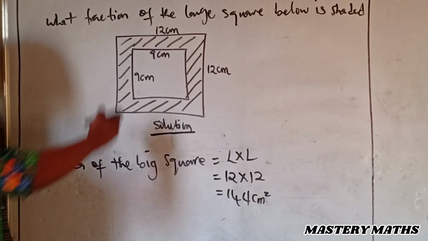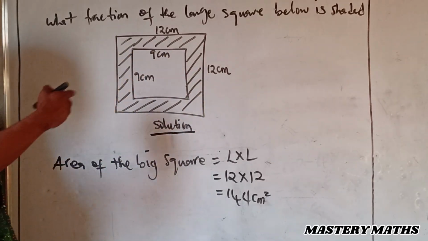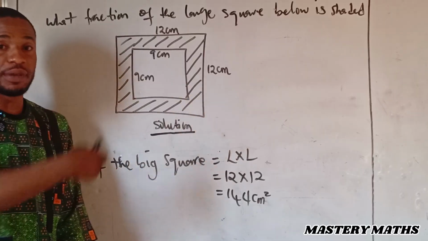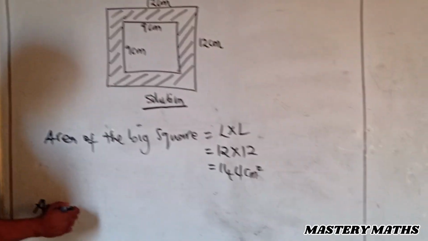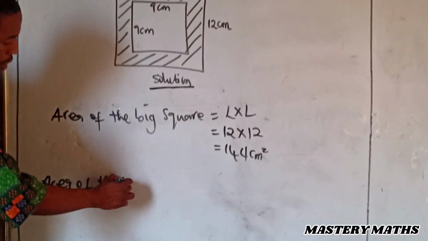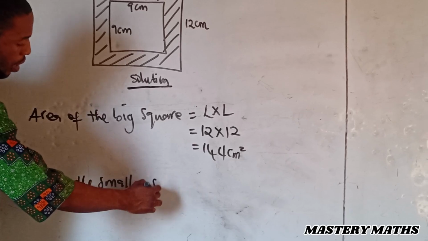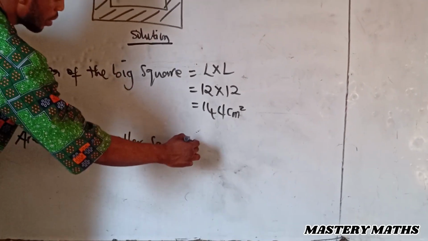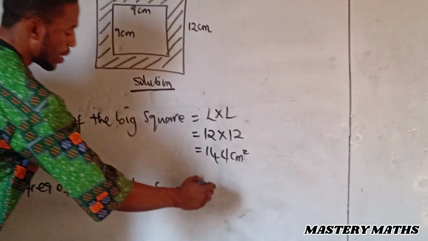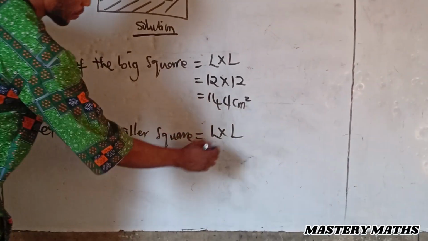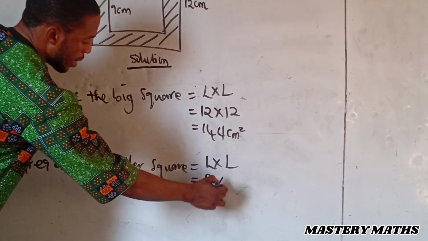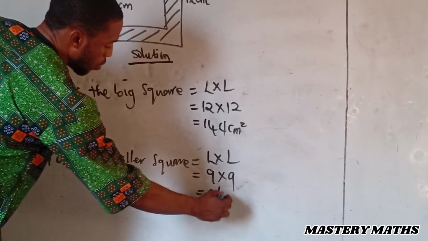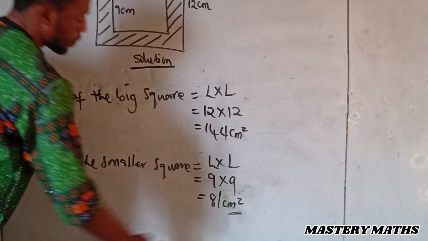Having found the area of the big square, what's the next thing? We will look for the area of the smaller square. When you check inside, you have the smaller square embedded in the big square. So we want to find the area of the smaller square. It will also be length times length, which is 9 times 9, which gives us 81 centimeter square.